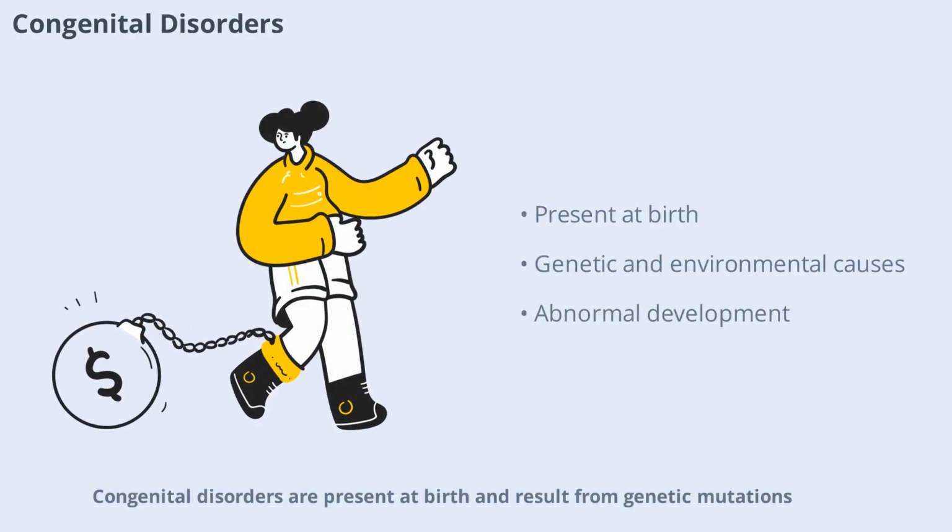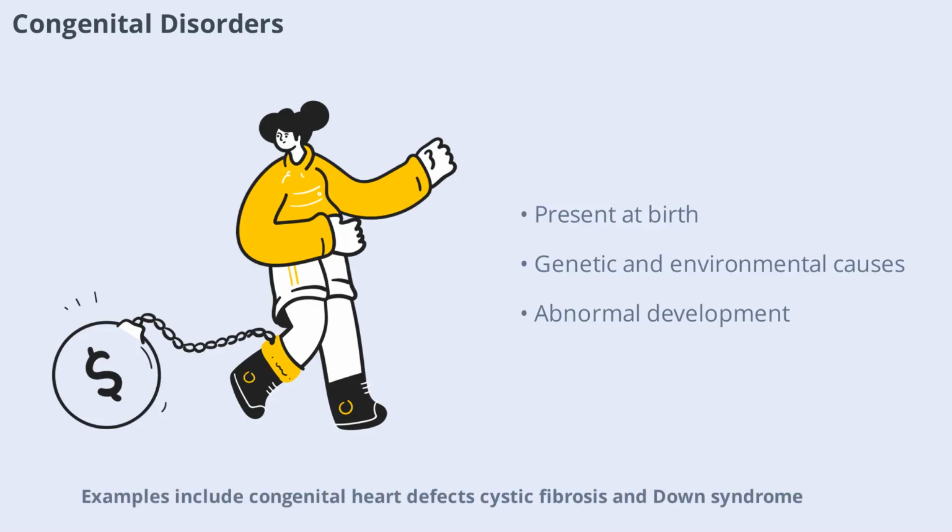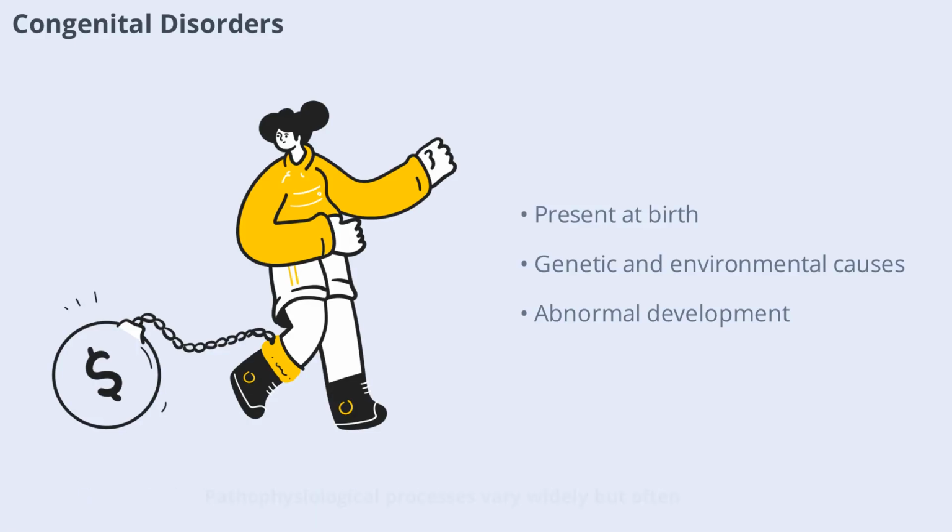Congenital disorders are present at birth and result from genetic mutations, environmental factors, or a combination of both. Examples include congenital heart defects, cystic fibrosis, and Down syndrome. Pathophysiological processes vary widely but often involve abnormal development of organs or tissues. Early diagnosis and intervention can improve outcomes for many congenital conditions.